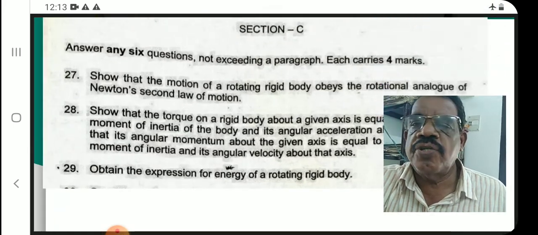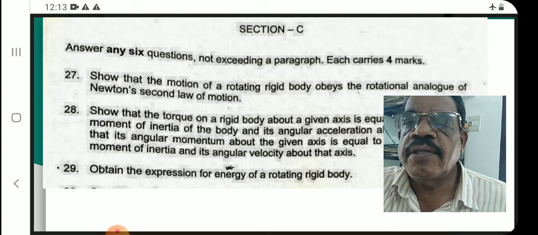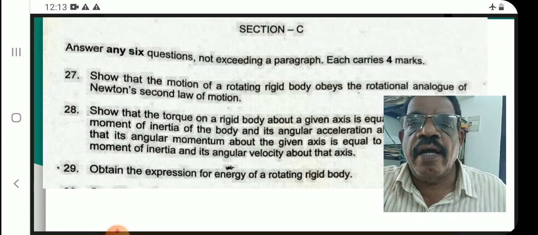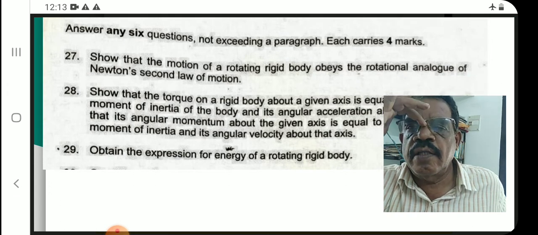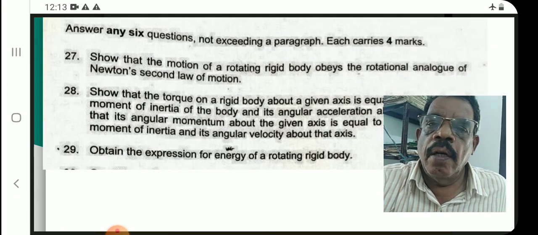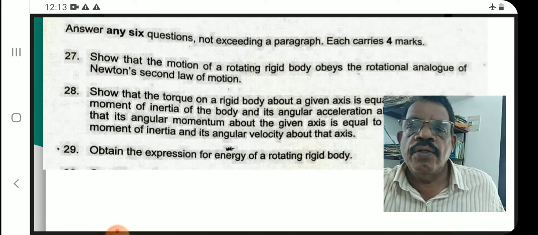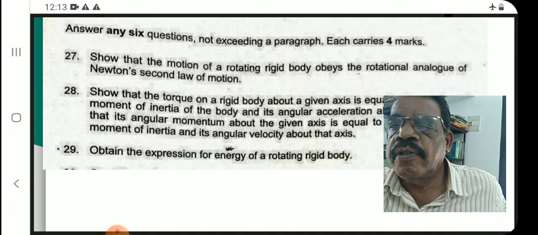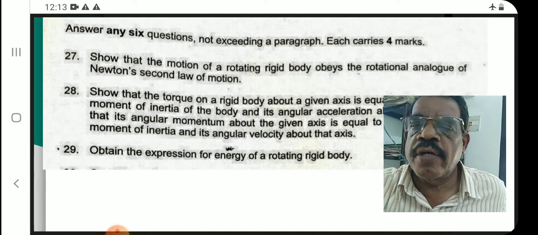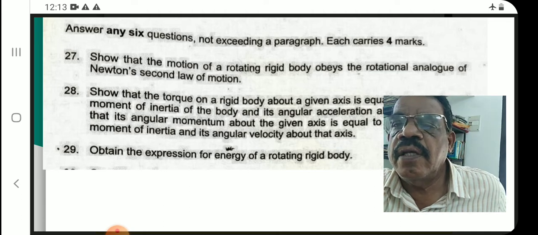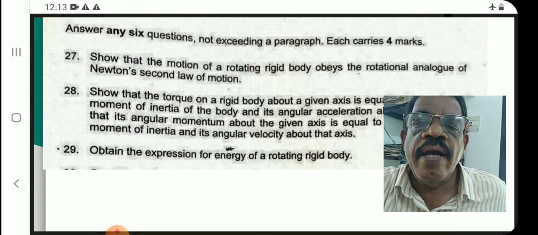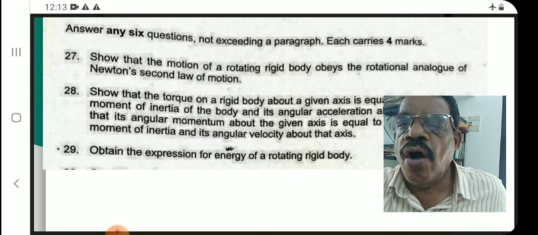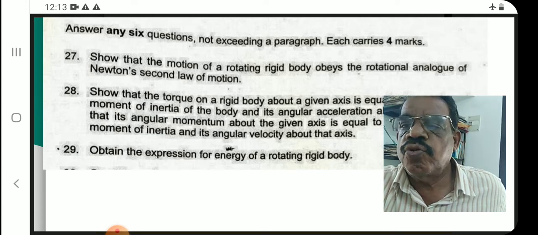Next is section C. Answer any 6 questions, not exceeding a paragraph. Each question carries 4 marks. It is a problem type question, and some theory is also asked. Theory part is also included. Number 27, show that the motion of a rotating rigid body obeys the rotational analog of Newton's laws of motion.